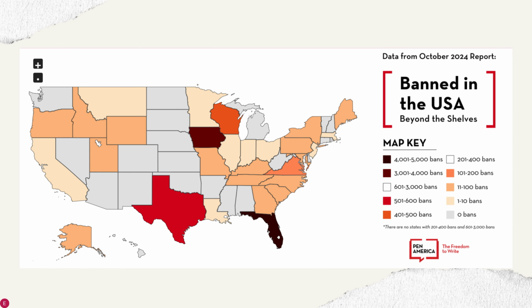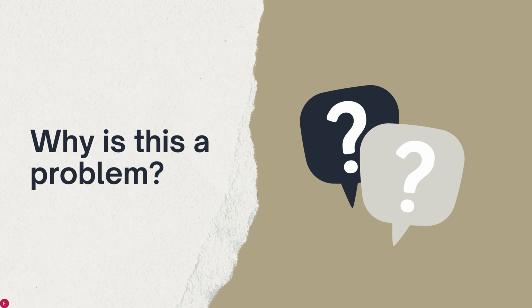Another graphic from PEN America shows the number of book bans per state in the United States as of October 2024. Florida, Iowa, and Texas are among the top three states, which were also among the states with state legislation discussed previously. So why is this a problem?